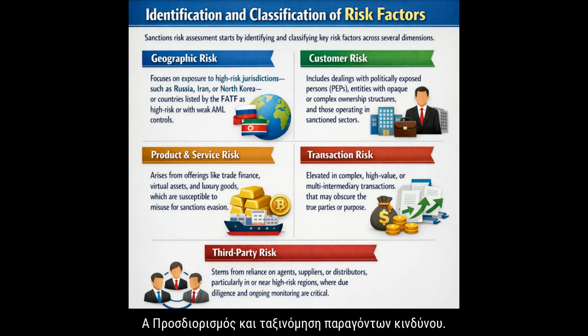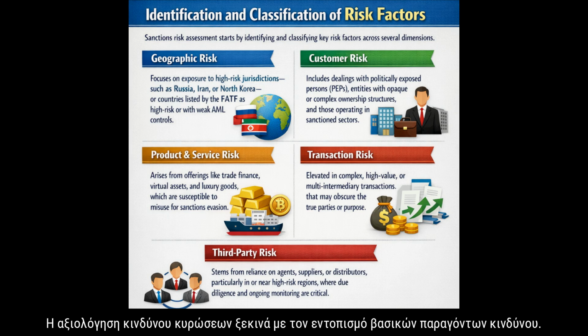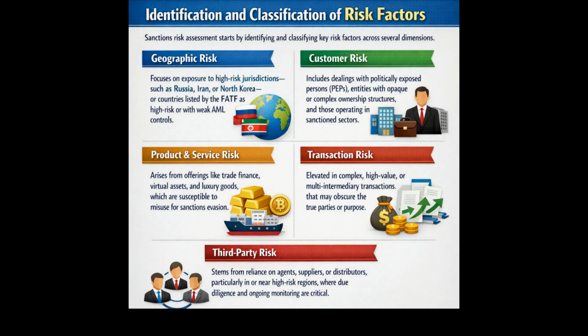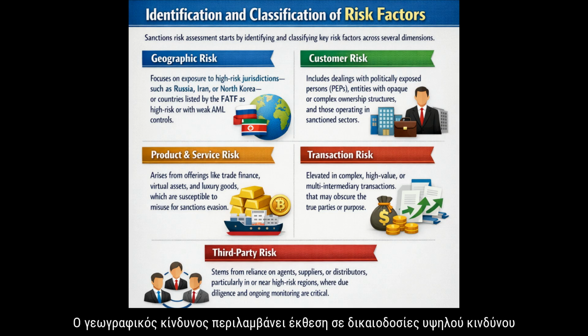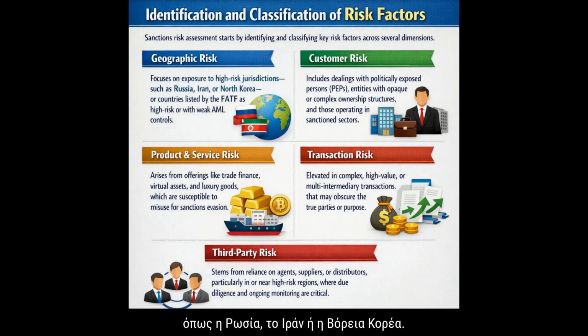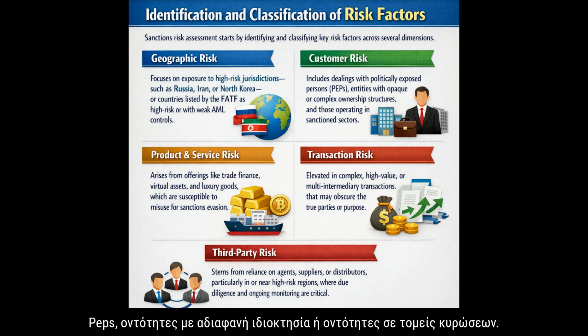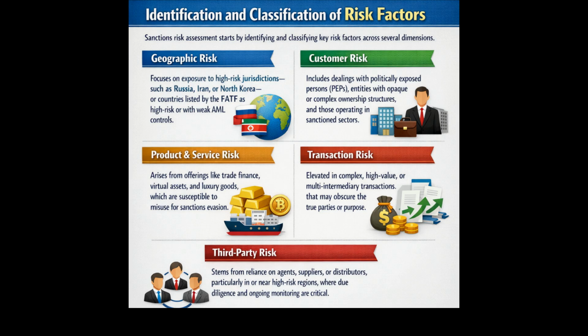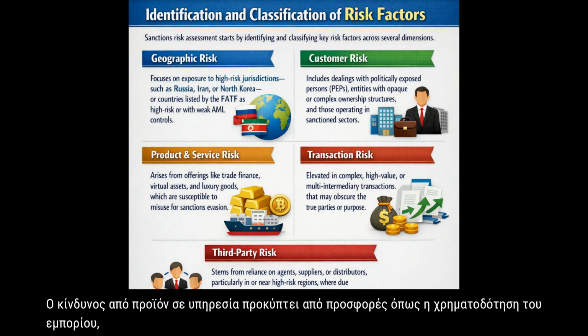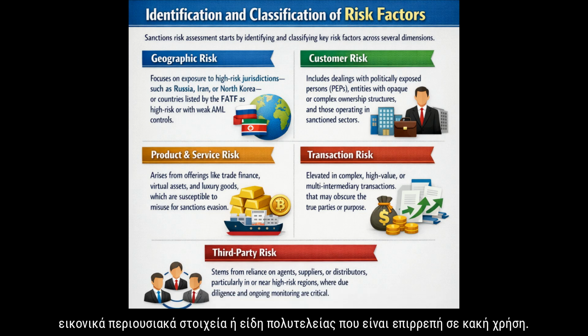Identification and classification of risk factors. Sanctions risk assessment begins by identifying key risk factors. Geographic risk involves exposure to high-risk jurisdictions like Russia, Iran, or North Korea. Customer risk includes dealings with politically exposed persons, PEPs, entities with opaque ownership, or those in sanctioned sectors. Product-or-service risk arises from offerings like trade finance, virtual assets, or luxury goods, which are prone to misuse.